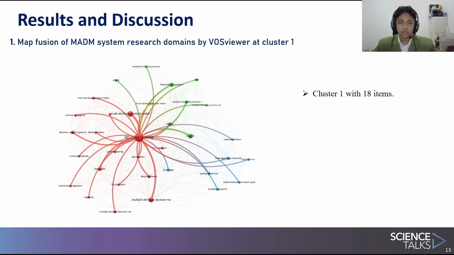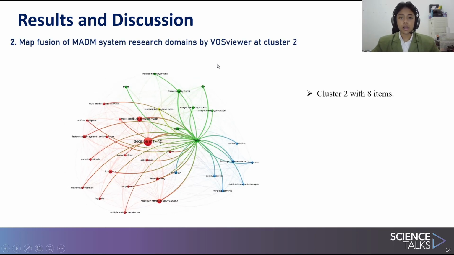Here we go to cluster 1. Cluster 1 has 18 items shown in red. The largest keyword circle is decision making with 33 links, total link strength 2,630 and 946 occurrences. Then cluster 2 has 8 items shown in green. The largest keyword circle is MADM with 33 links, 650 total link strength, and 248 occurrences.